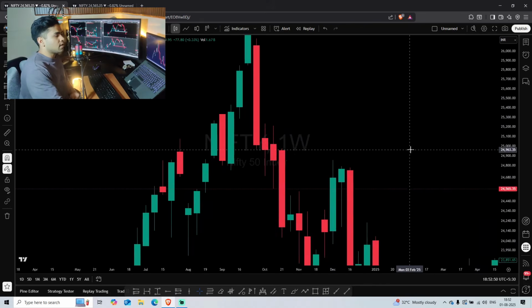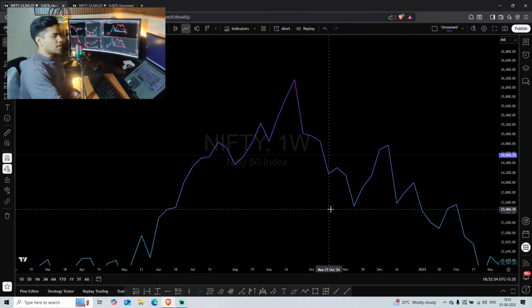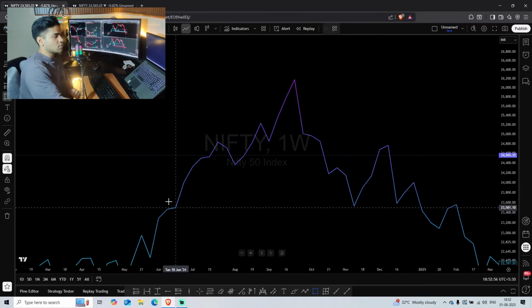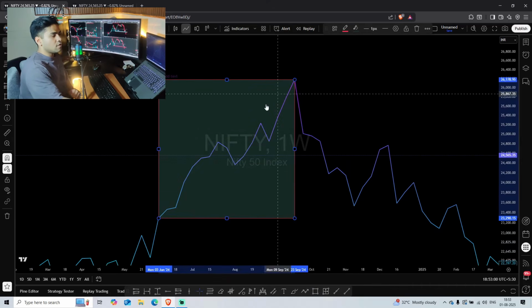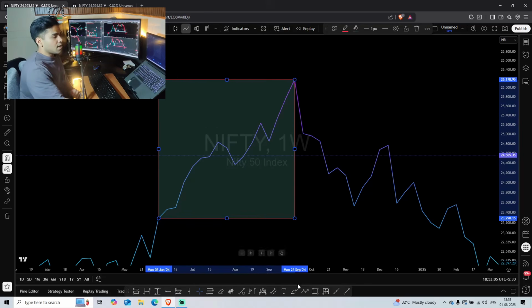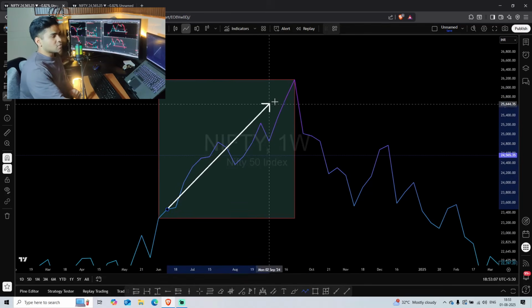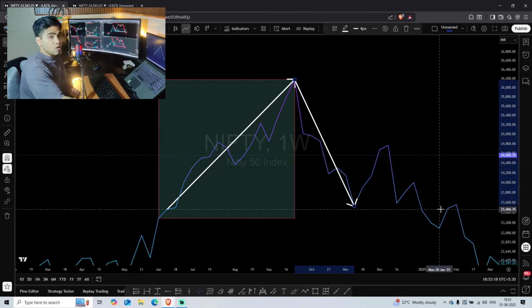For example, here, let's go to the line chart. I'm just going to ask you guys one simple question. From this point till the top, where did the overall market go? It went to the upside, right? So the market is in an uptrend in this particular area. Similarly, if the market is falling after that, it's in a downtrend. So market structure is telling you that it is in a downtrend.